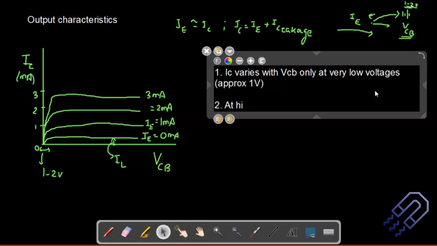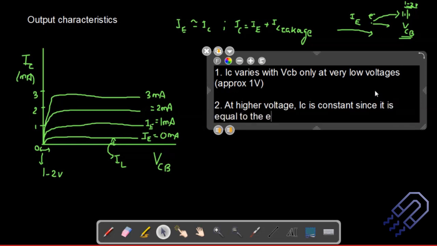So at higher voltage, IC is almost constant. I'll just put almost constant because of slight variation. Since it is almost equal to the emitter current, because there will be the leakage current. So when you write down in your exam, please make sure that you write down emitter current and collector current, and don't just write down IC and IE. Okay?